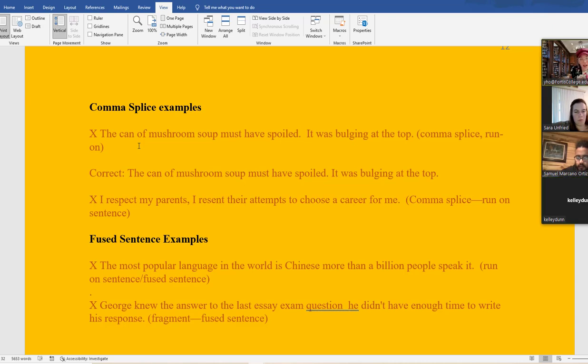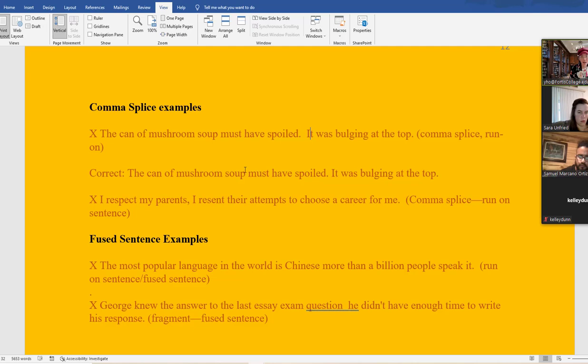You can put it together as a complex sentence: the can of mushroom soup, which was bulging at the top, must have spoiled. So you can use an adjective clause, relative clause, whatever you want to call it, with who, which, and that, to put the two sentences together to make your essay have sentence variety. So when I tell a student, you need to have more sentence variety, please don't have simple sentences in your essay, that's what I'm talking about, okay?